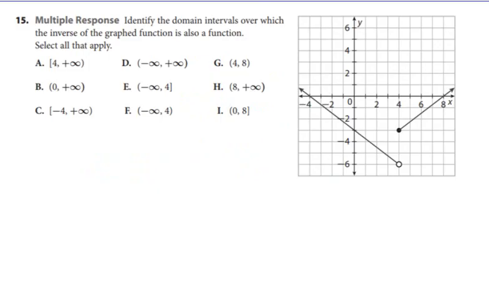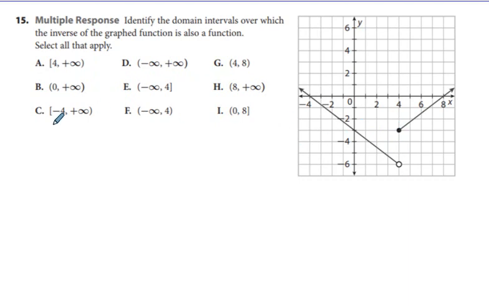Next, we're going to look at number 15. Identify the domain intervals over which the inverse of the graph function is also a function. Select all that apply. This really is like number 13. We look at the piece. We talked about the horizontal line test: if the piece of the function defined will also pass the horizontal line test, then we'd have a function.